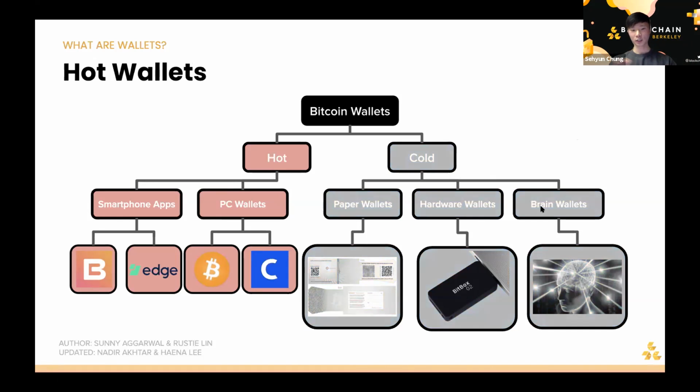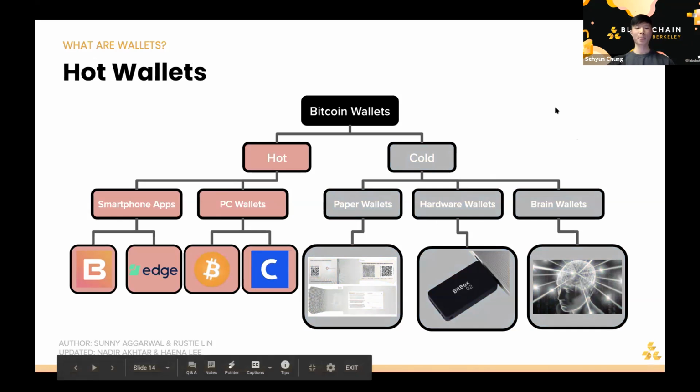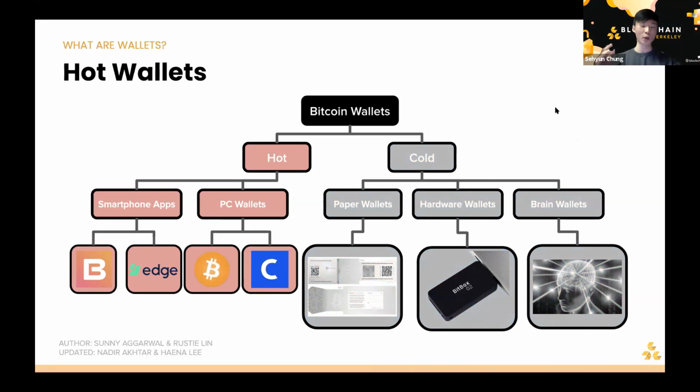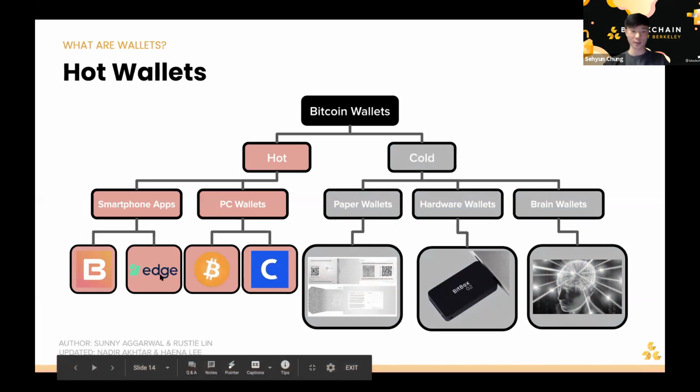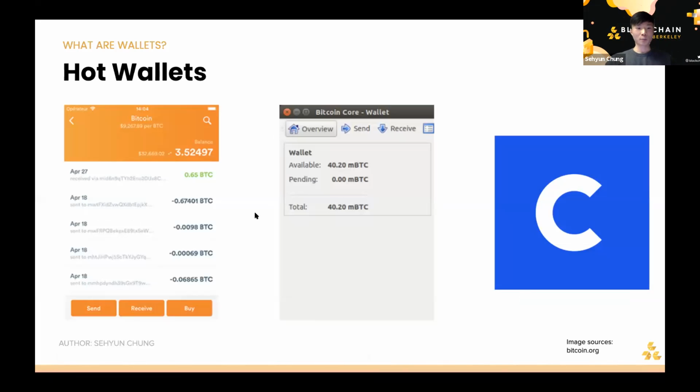Hot wallets. All of these wallets on the left side over here are wallets that are connected to the internet. That's it. In some way, shape, or form, they're connected to the internet. We see the iPhone app connected to the internet, the Bitcoin Core wallet connected to the internet, Coinbase connected to the internet, and also Edge is connected to the internet. So what does this mean? Well, it's connected to the internet, and so it's able to send and receive transactions very easily. It's very easy to use one of these wallets.